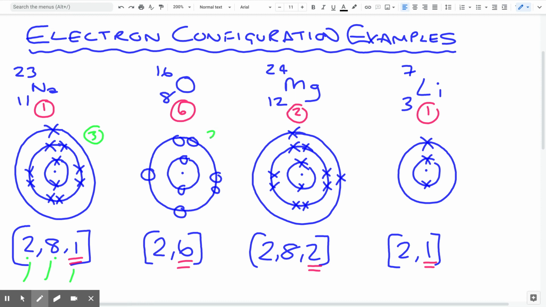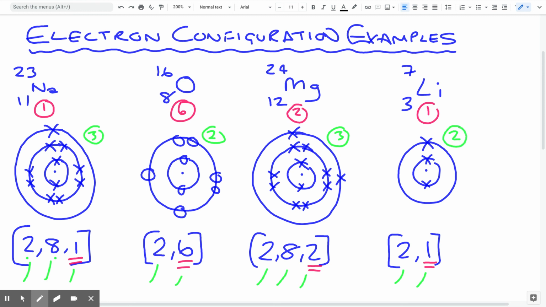Oxygen is in period 2, 2 numbers in its electron configuration. Magnesium, similarly, is in period 3, next door to sodium. It has 3 numbers in its electron configuration. And lithium, we could predict based on its electronic configuration that because it has 2 numbers, it's in period 2, and we can see on the periodic table that it actually is.